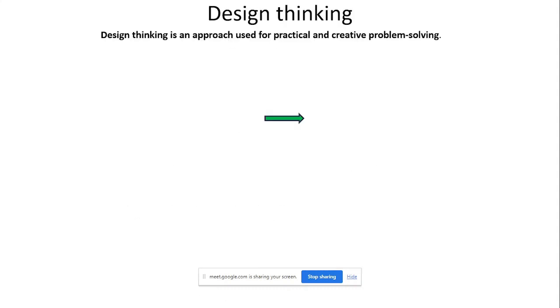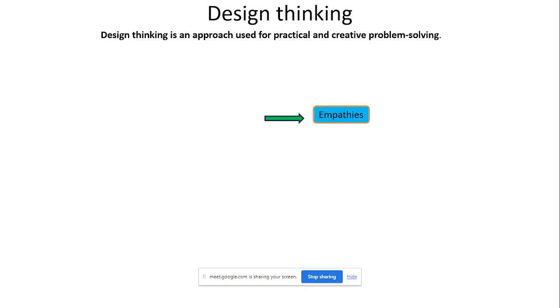Before going into the topic, what is design thinking? Design thinking is an approach used for practical and creative problem solving. Design thinking has different phases. I can now show you all the phases available in design thinking.